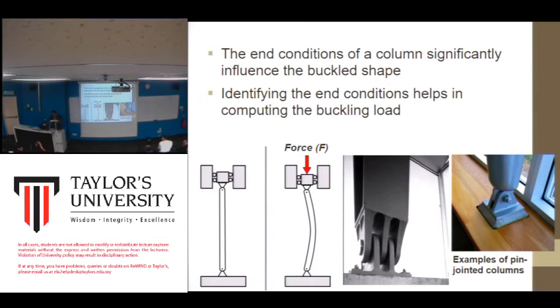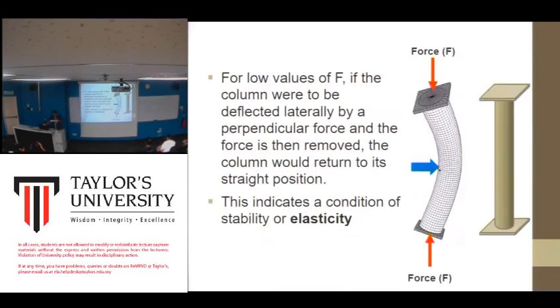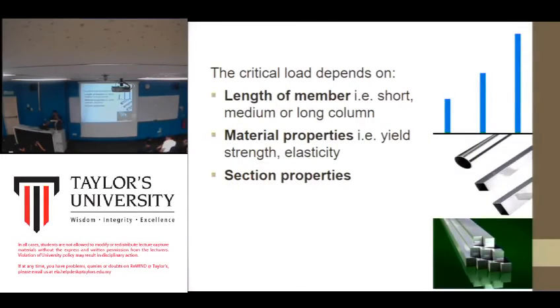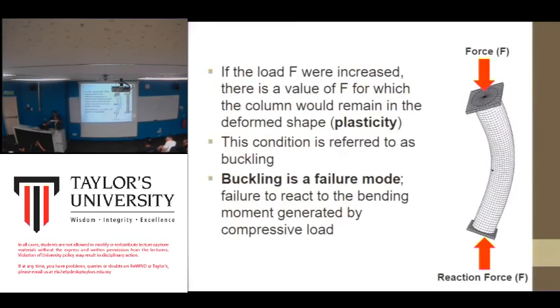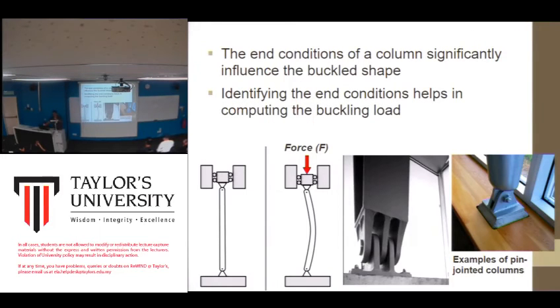So another thing that influences the buckle shape. Okay, so earlier it was the conditions that influence the critical load. But this one is conditions that influence the shape, how the column buckles, whether it's like this, or like this, or slightly like that. It depends on the end condition of the column.